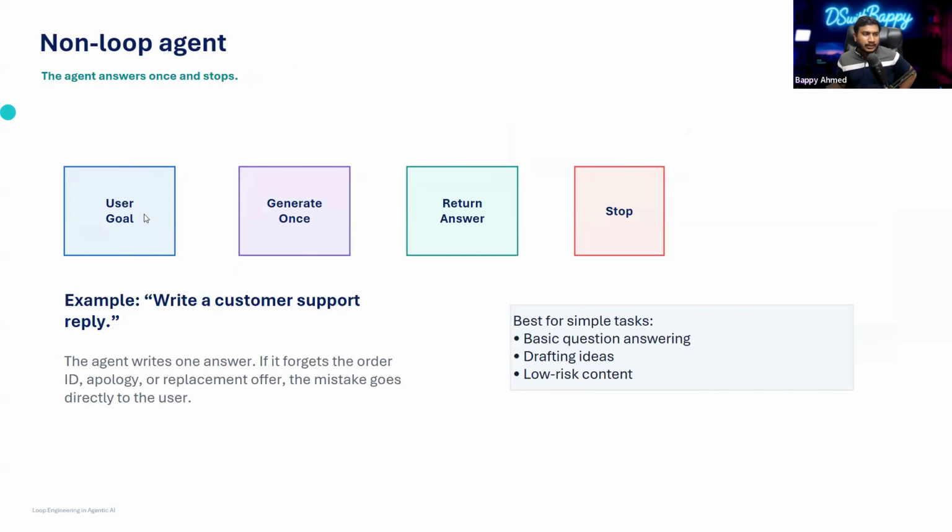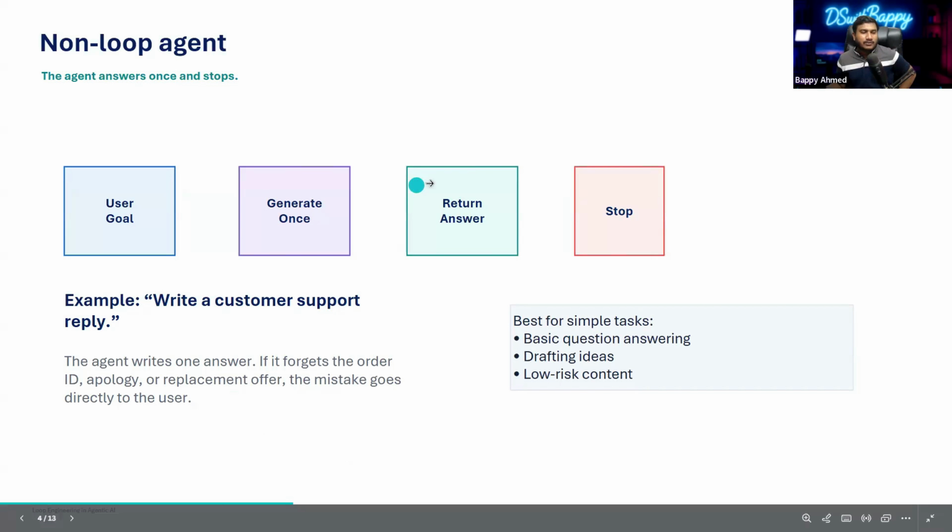Now non-agent loop, let's try to understand. In a non-agent loop, what will happen? The user gives a goal, it will generate once, return the answer, and your agent will stop. There is no repetition, there is no looping, right? For example, write a customer support reply: it will write a customer support reply and it will stop.